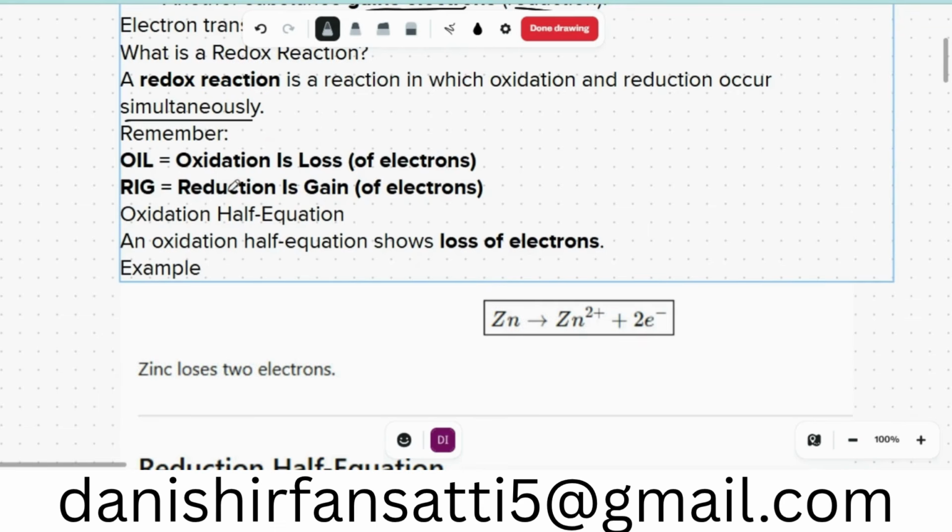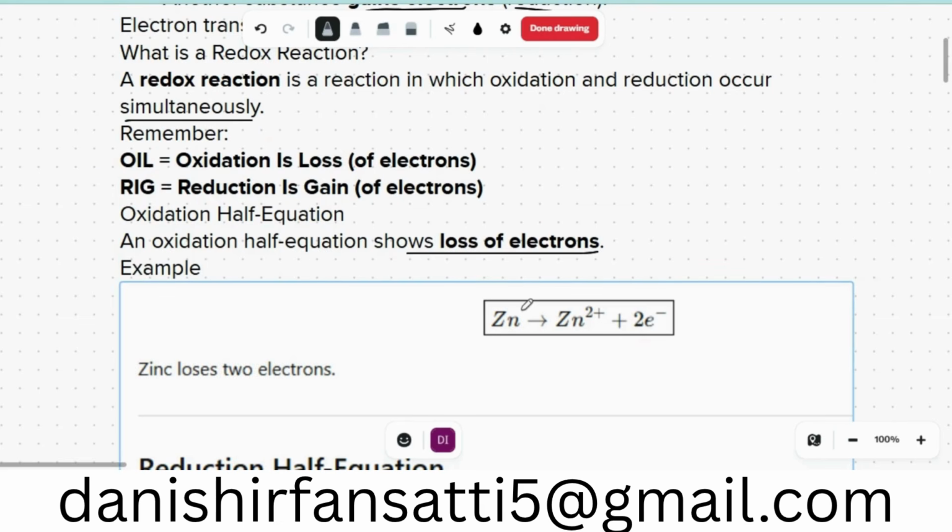For oxidation and reduction, we use OIL and RIG. OIL means oxidation is loss of electrons, and RIG means reduction is gain of electrons. That is simple. Oxidation half equation: an oxidation half equation shows the loss of electrons.